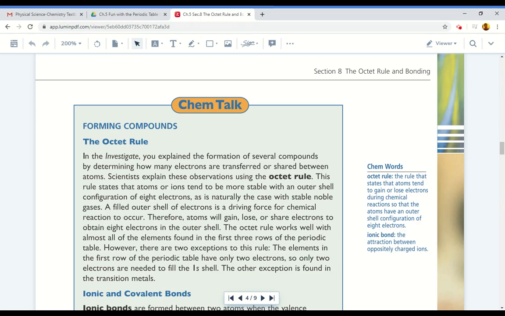Section 8, the octet rule and bonding. Chem Talk: forming compounds, the octet rule.